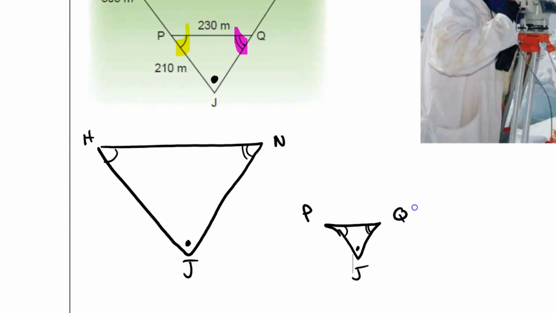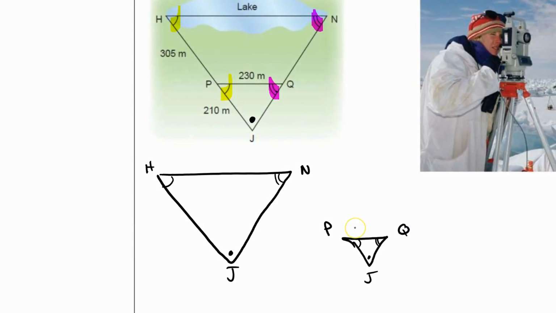Now we know a few things from the diagram here. We know that this one right here is 230 meters, and this right here is 210 meters. And we know that from H to P is 305, and from P to J, peanut butter and jam, or PJs, that's what that also reminds me of. If we add those two things together, we can get this full length. So HP plus PJ equals the length of HJ, so this length right here.